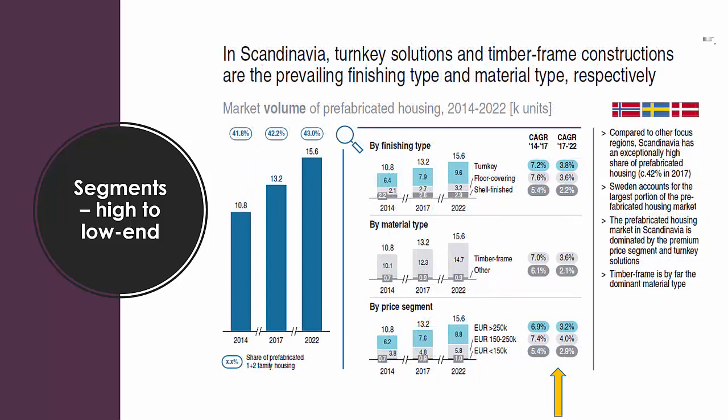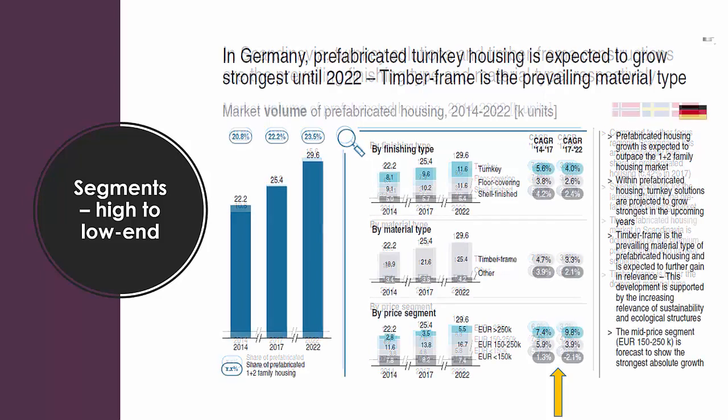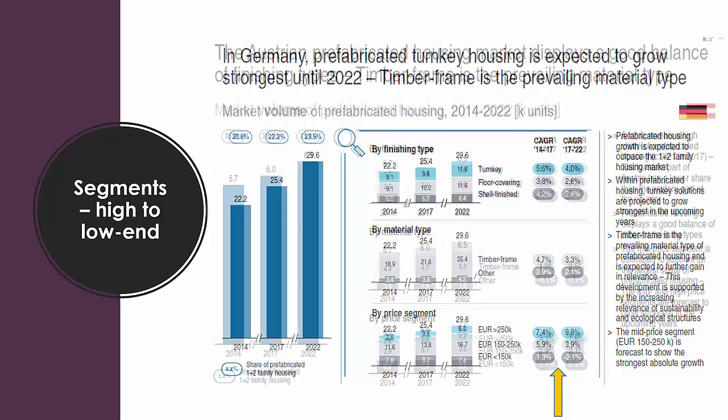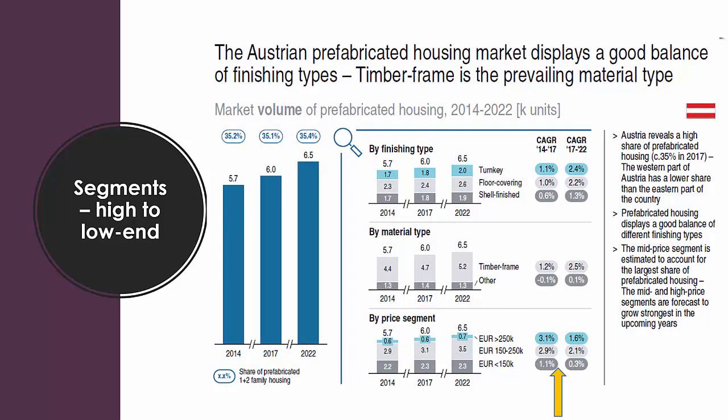but also you see the same in Scandinavian countries. The vast majority of prefabricated houses are upper end or mid-range, 150,000 plus. The same again in Germany. You can see a huge majority are either above 150,000 or above 250,000 euros. And Austria is again no different, a slightly higher percentage under 150,000, but still the majority are in the higher price ranges.